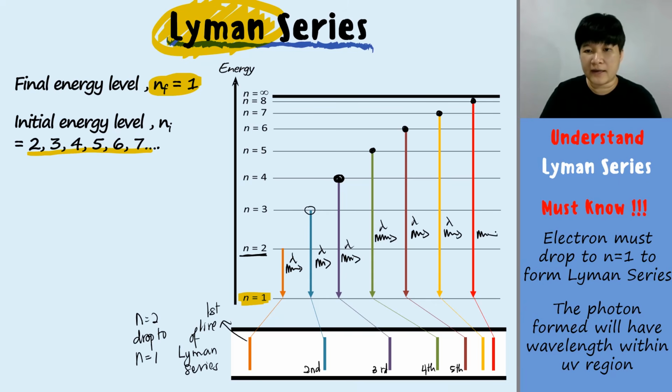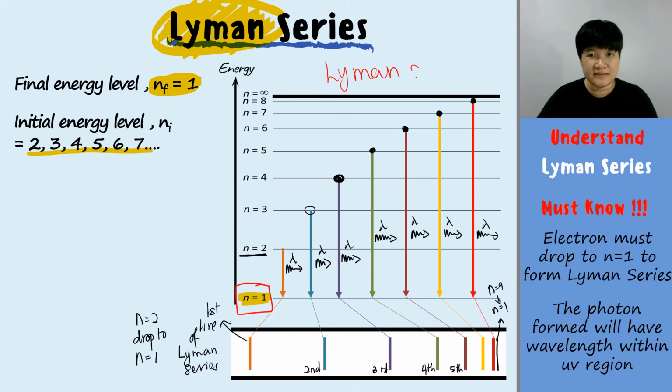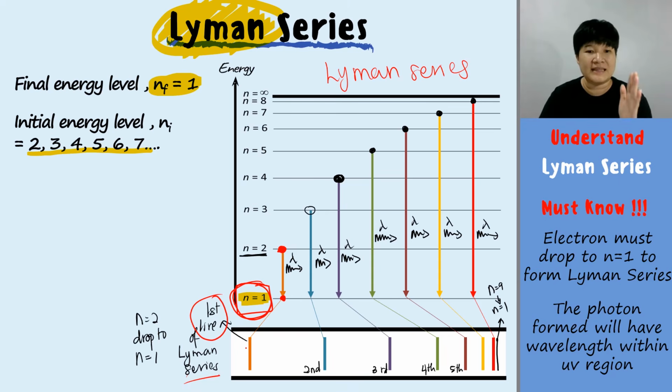And all this wavelength will then be on the line spectrum. If you have another line over here, then this transition will be from n equals 9 drop to n equals 1. And to ensure that this is Lyman series, everything must drop to n equals 1. And the first line of the Lyman series must be n equals 2 drop all the way to n equals 1. That is the first line that you will form in the line spectrum of Lyman series.